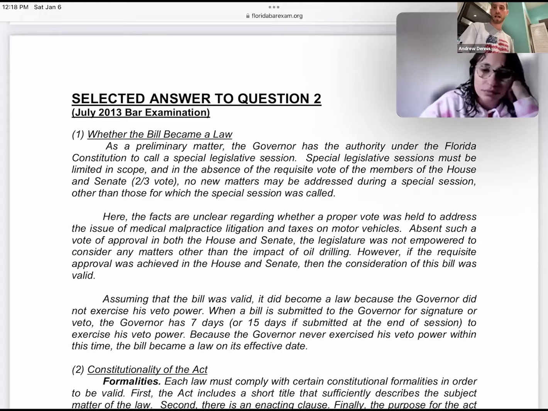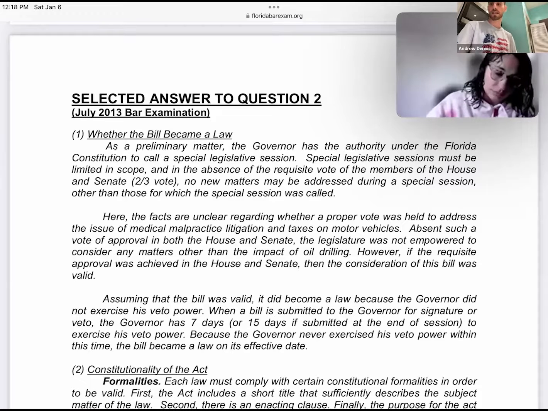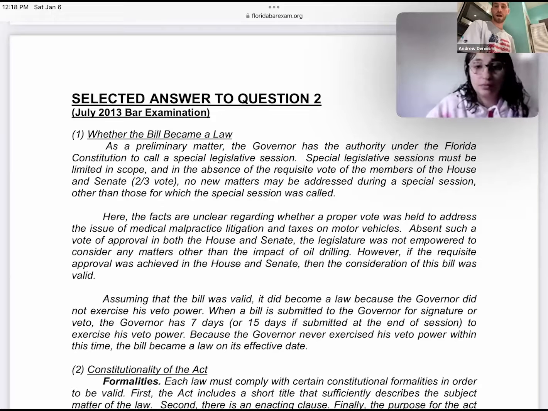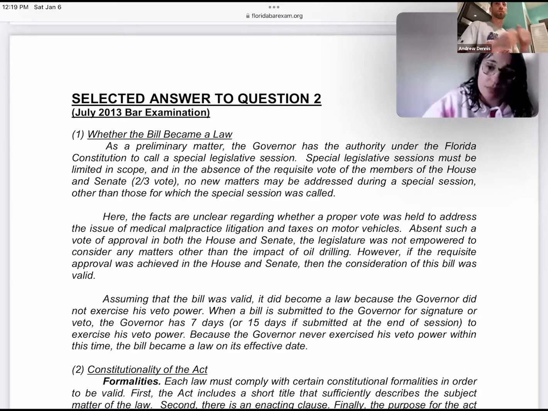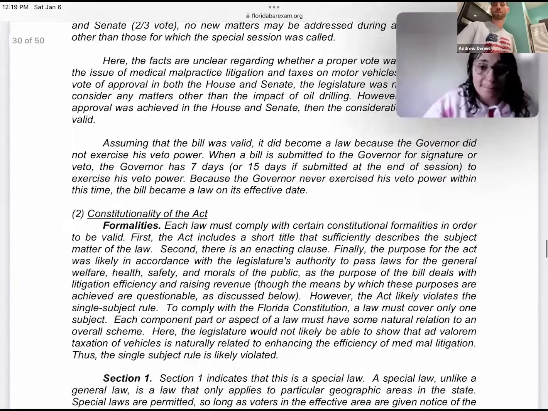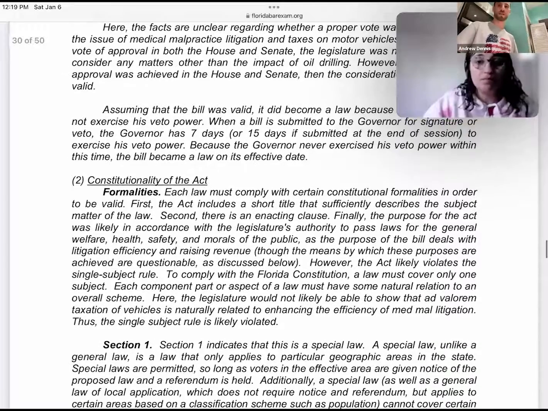Assuming that the bill was valid, it did become law because the governor did not exercise his veto power. Listen to this one. When a bill is submitted to the governor for signature or veto, he has 7 days, or 15 days if submitted at the end of a session. That's a nuance I didn't really know. To exercise his veto power. Because the governor never exercised veto power within this time, the bill became a law on its effective date. I'm sure there's more than a few people in here who learned this today about there being no pocket veto in Florida. Like, you might have heard that, but we've just reinforced that twice.